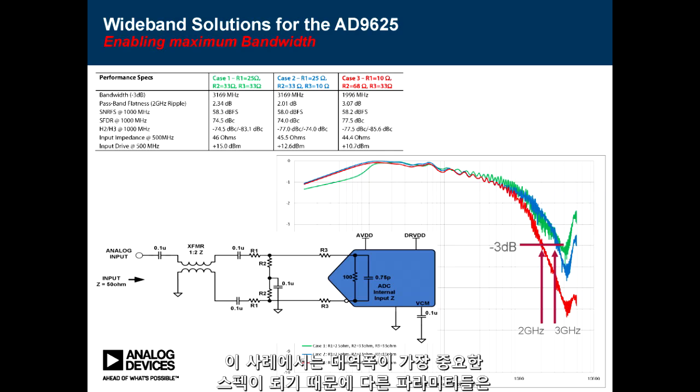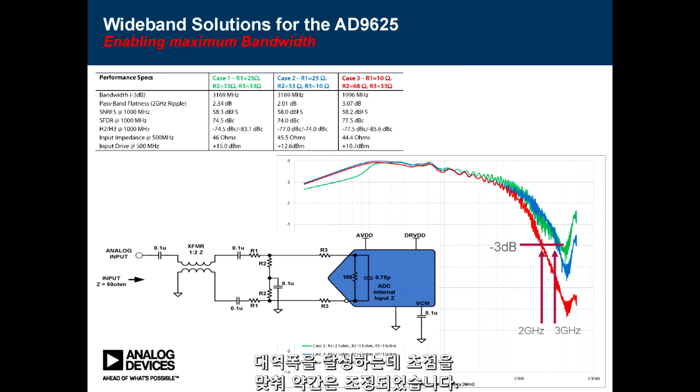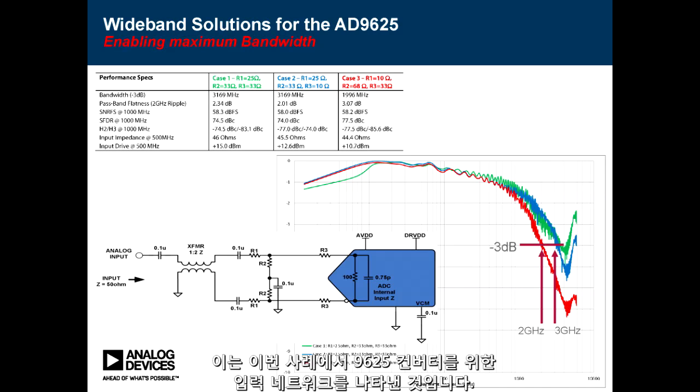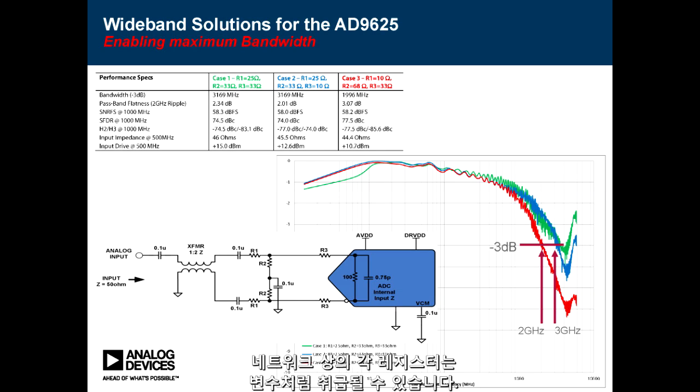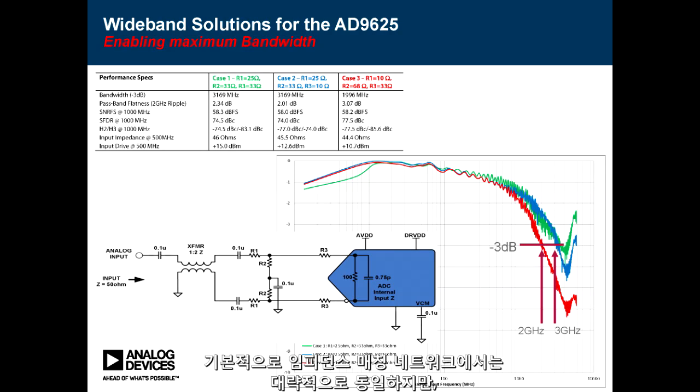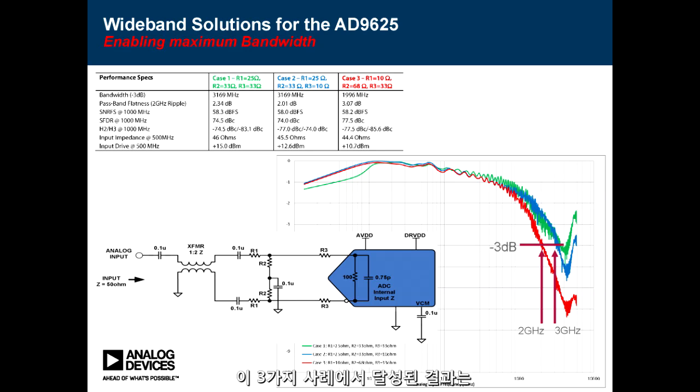In some cases, for this example, bandwidth might be the most important spec, and therefore other parameters are allowed to suffer a bit just to get the bandwidth that's achieved. Here in this example, the input network for the 9625 converter is shown. Each resistor in the network can be treated like a variable. Essentially, the impedance matching network is roughly the same, but the yielded results between the three examples are different across the measured parameters as shown in the table.